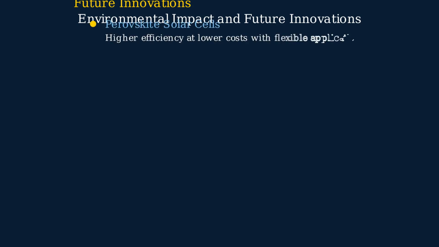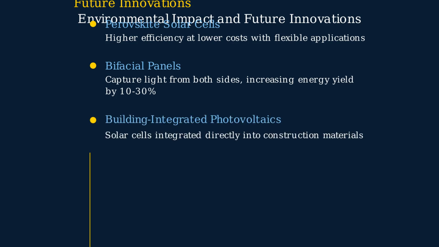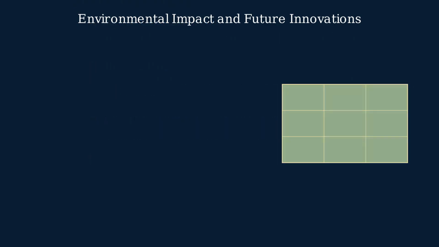Perovskite solar cells represent a breakthrough technology, offering potentially higher efficiencies at significantly lower production costs. Bifacial panels can capture light reflected from the ground onto their rear surface, increasing energy yield by up to 30%. Building integrated photovoltaics incorporate solar cells directly into construction materials, turning entire buildings into power generators. These innovations are making solar energy increasingly efficient, cost-effective, and environmentally sustainable throughout its life cycle.